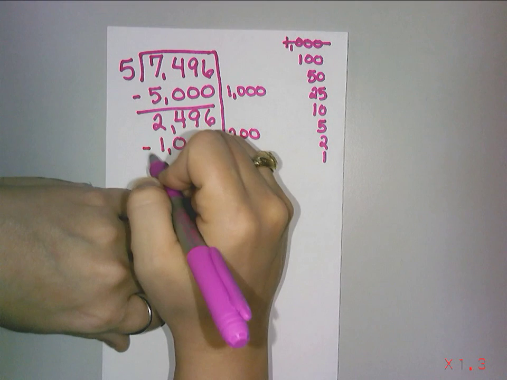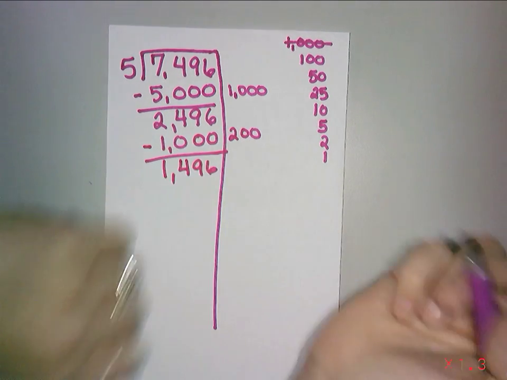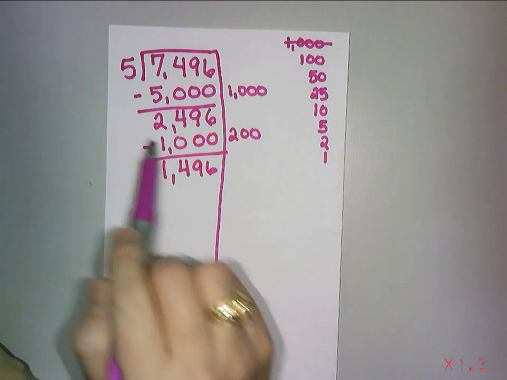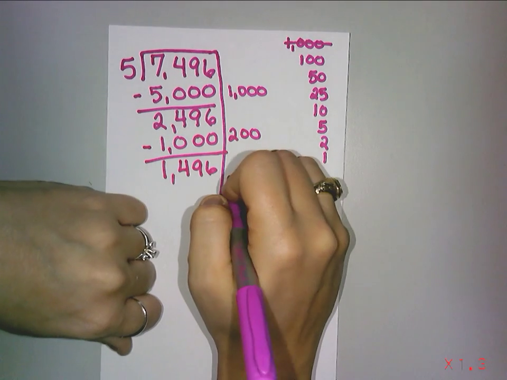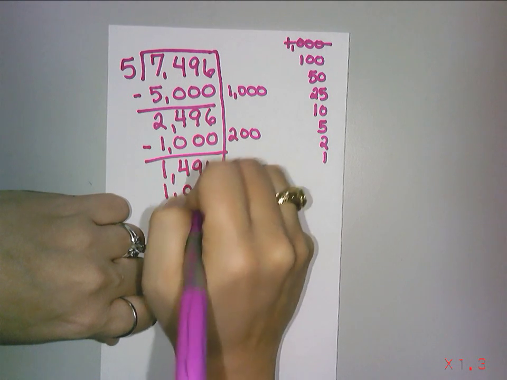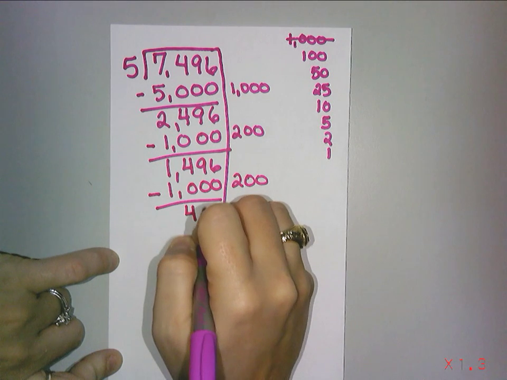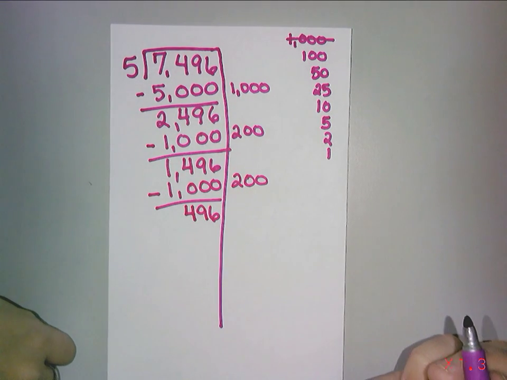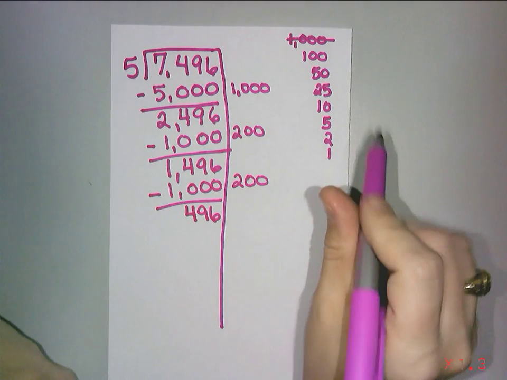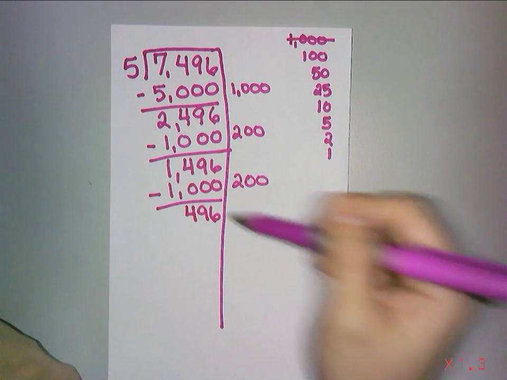Now I know I can check this problem by using multiplication. I take my quotient that I just got and I'm going to multiply it by my divisor. 9 times 5 is 45. Carry my 4. 9 times 5 is 45, plus 4 is 49. 5 times 4 is 20, plus 4 is 24. 5 times 1 is 5, plus 2 is 7. And then I need to add in my 1, and that gives me 7,496. And I know that my answer is correct because that matches my dividend.